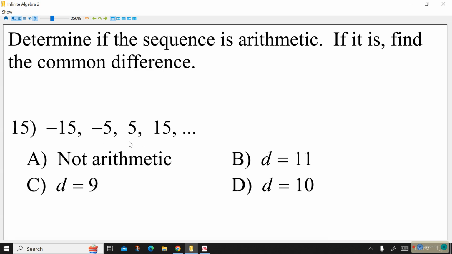So now we could go backwards and say if this one is also going to be plus 10, and if that one's also plus 10. All right, in this case, it turns out it is. They're all plus 10. So for 15, we should pick D equals 10. That's our common difference.